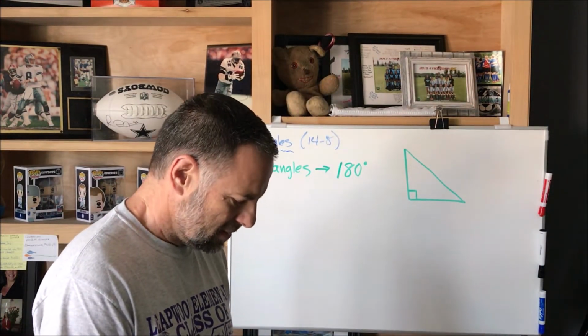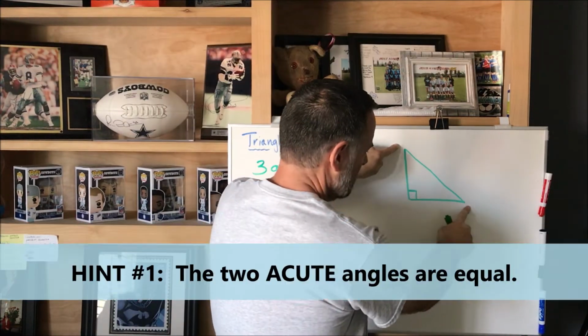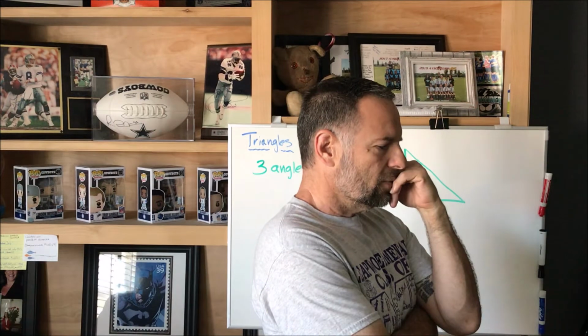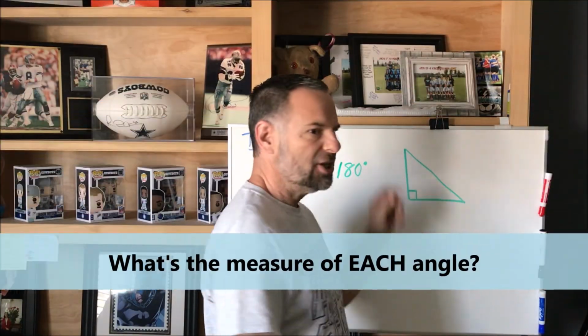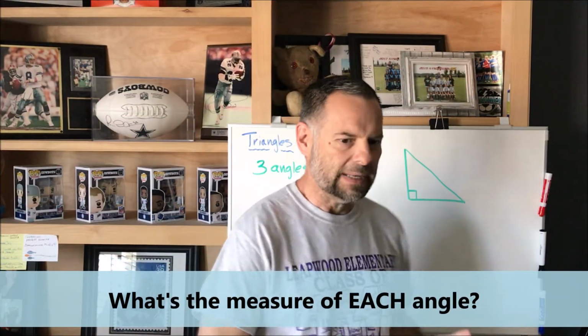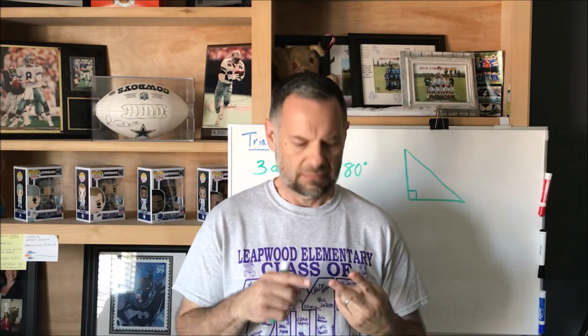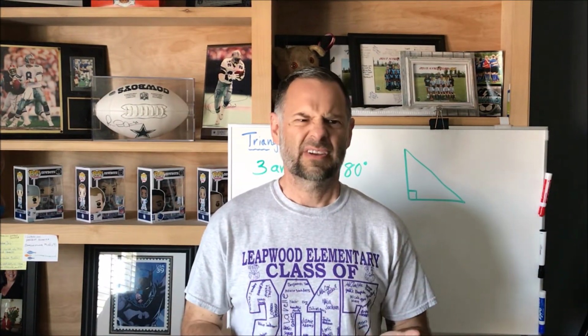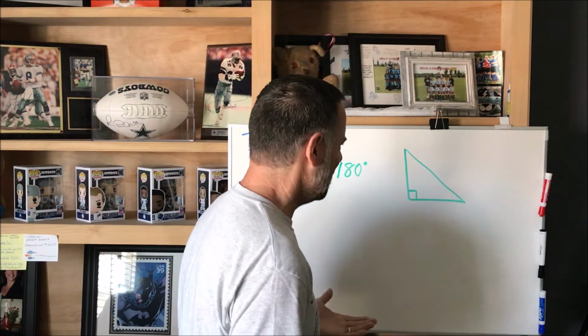I'm going to tell you this. These two angles, they're equal. The same measure. They're equal. So, what's the measure of each angle? You have to tell me how much each of the three angles is. How am I going to figure that out? I don't have any numbers.